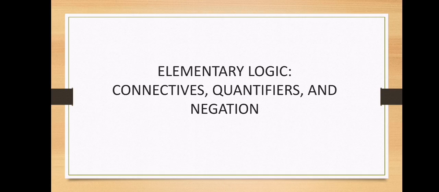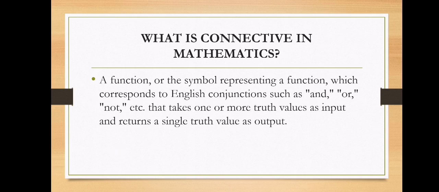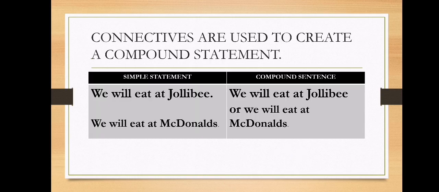Next is elementary logic: connectives, quantifiers, and negation. What is connective in mathematics? A function or the symbol representing a function which corresponds to English conjunctions such as and, or, not, etc. that takes one or more truth values as input and returns a single truth value as output. So, connectives are used to create a compound sentence.